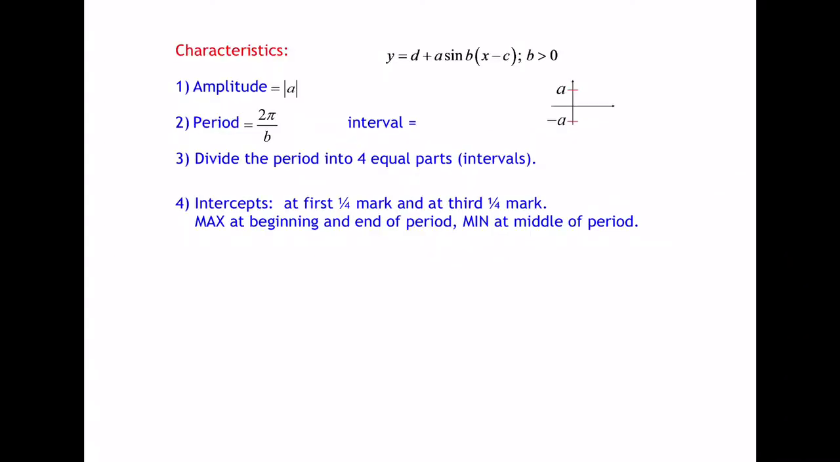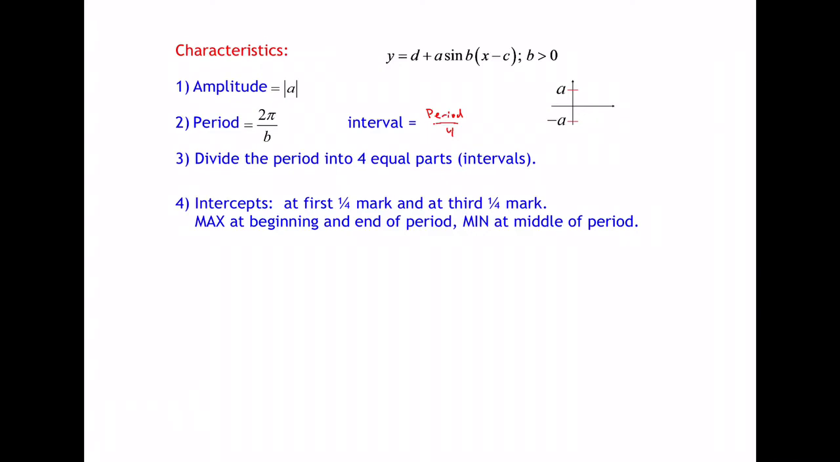Characteristics, really very similar to what we just did last time. The amplitude is the absolute value of A. The period is still 2 pi divided by b. Your interval is still the period divided by 4. You're going to break that period up into 4 equal parts, which is what your interval represents. And now your intercepts are at the first quarter mark and the third quarter mark, and then the max is at the beginning and the end, and the min will be at the middle of the period.